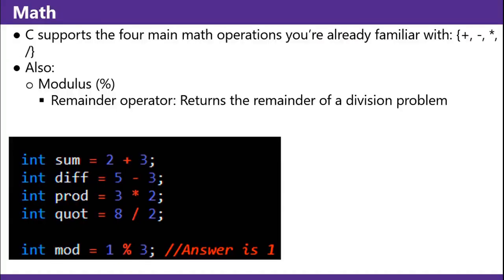Int sum = 2 + 3, 5. Int diff = 5 - 3, 2. Int product = 3 * 2, 6. Int quotient = 8 / 2, 4. Int modulus = 1 % 3. The answer is 1 because you have a remainder of 1 when you do 1 divided by 3.